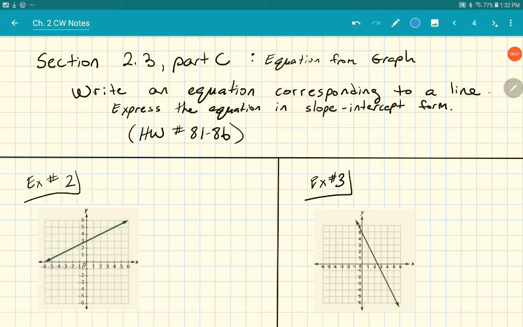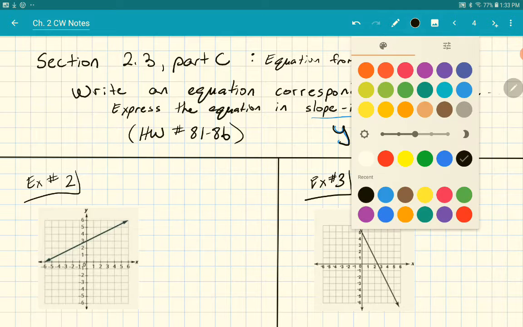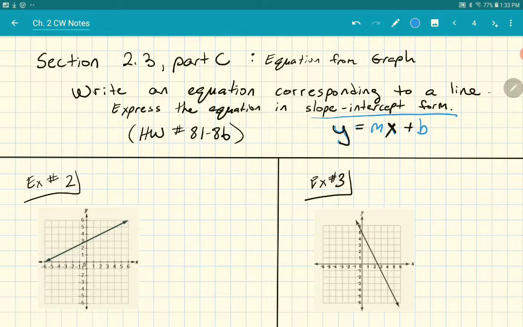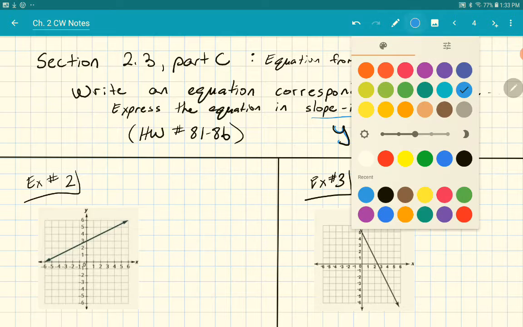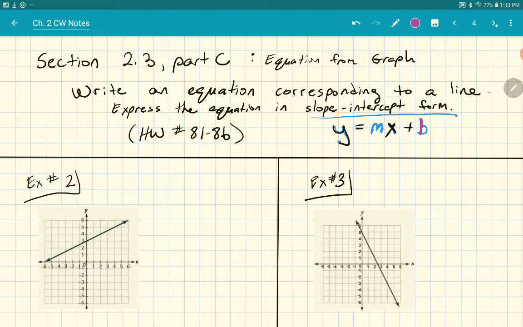Okay, section 2.3, part C, we're looking to write the equation of a line when given the graph of a line. So again, we're going to go with that slope-intercept form, which is y equals mx plus b, and remember the y, the equals, the x, and the plus, those are a part of the generic equation. So really all we're doing is hunting for the slope and the y-intercept, which is the y value where it crosses the y-axis.